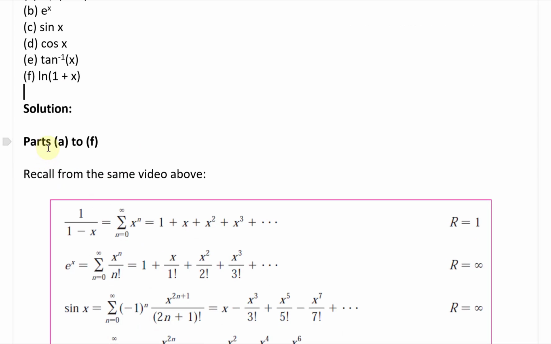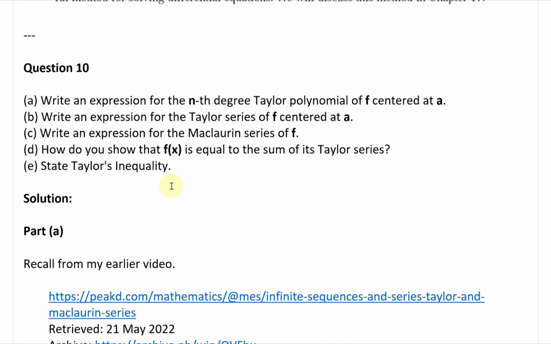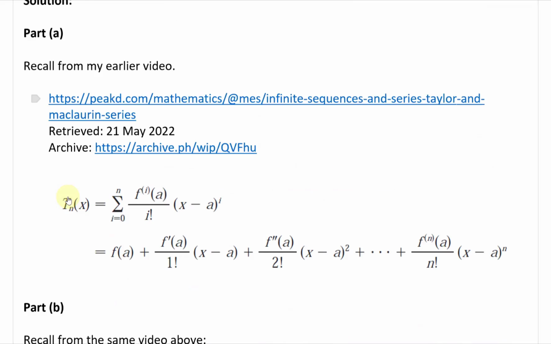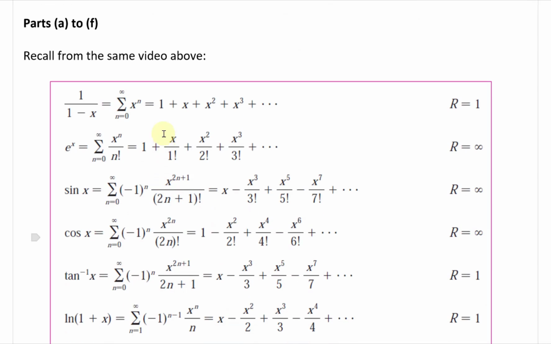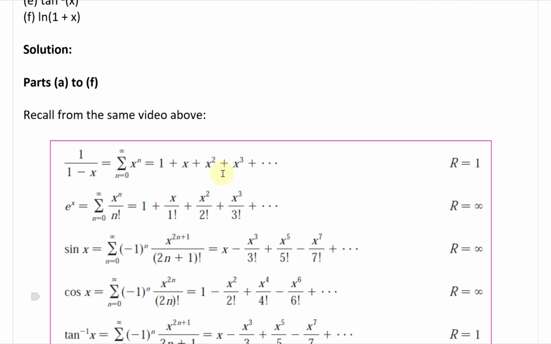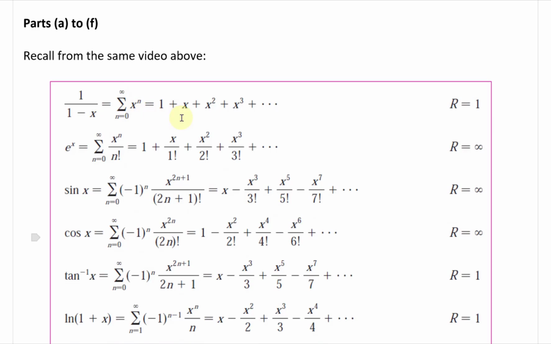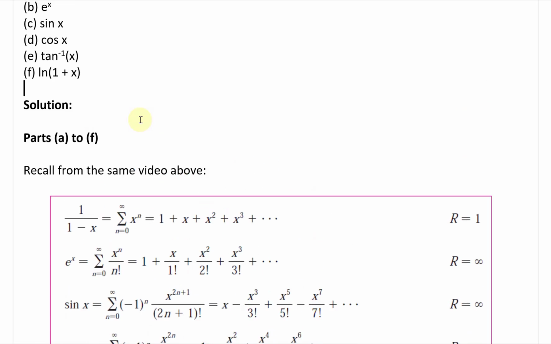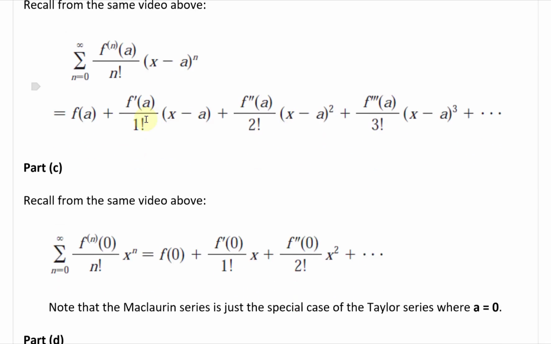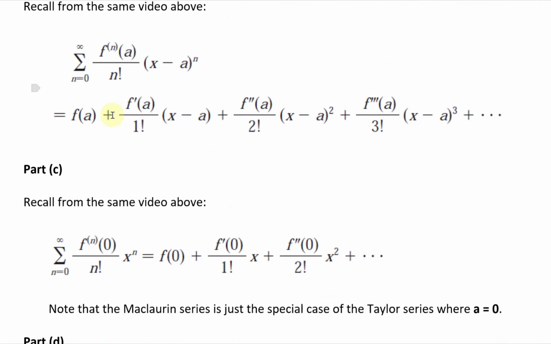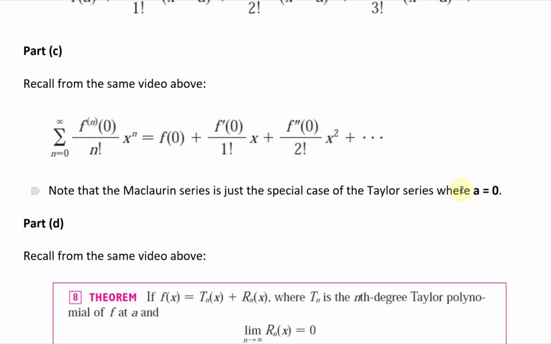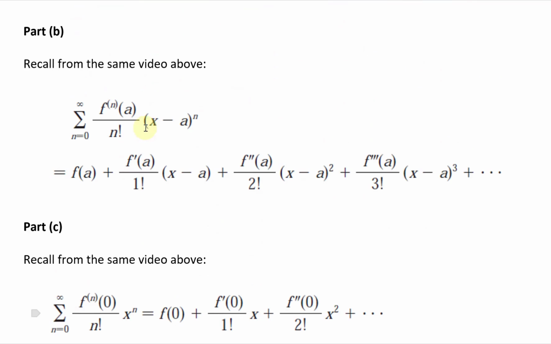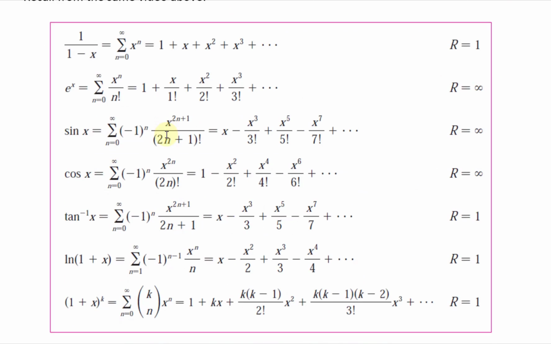Alright, so the solutions for all parts A to F. Recall from the same video above, the Taylor and Maclaurin series. We're asked for the Maclaurin series, so that's just a Taylor series where a is equal to 0. Notice how all these x minus a become just x. Here's the Taylor series, x minus a, and then for the Maclaurin, a is equal to 0, so you have x to the power of n as opposed to x minus a to the power of n. Anyways, let's just dive right in.